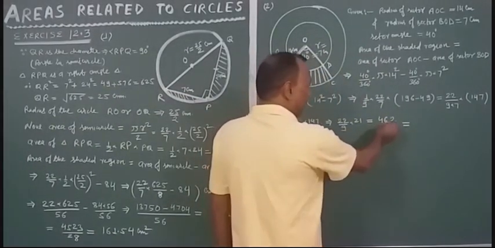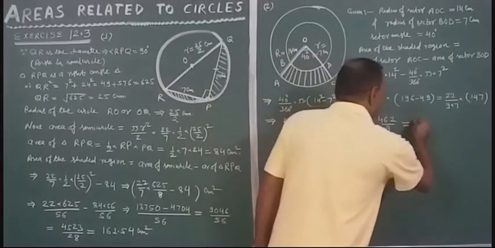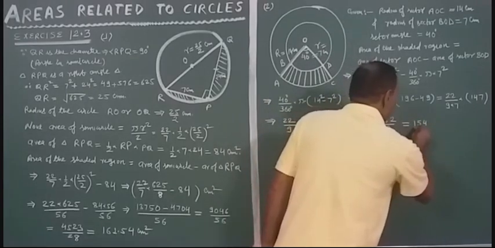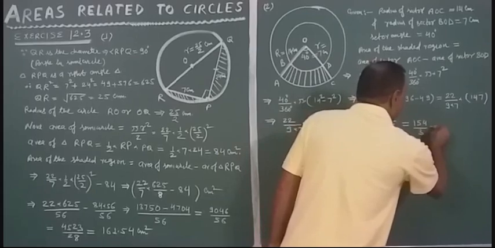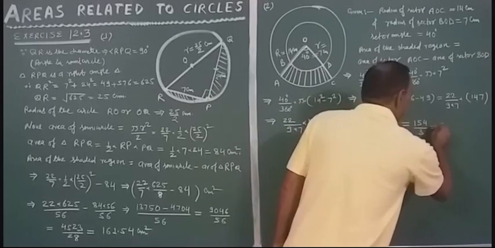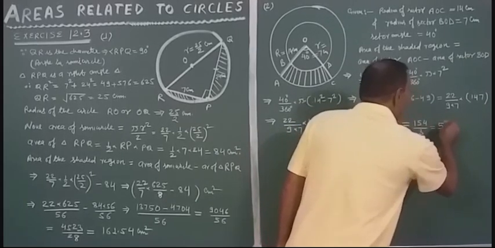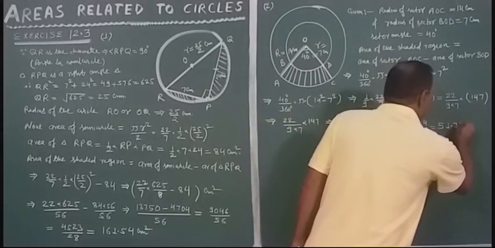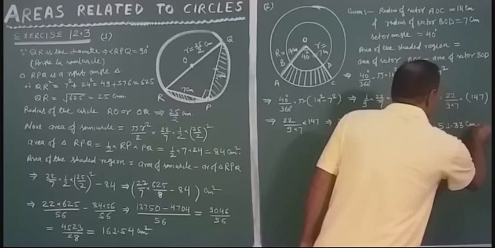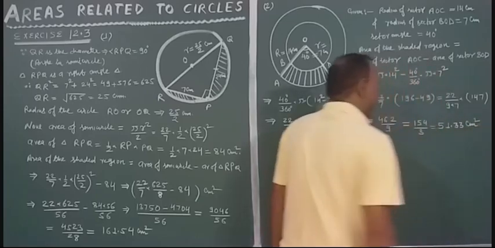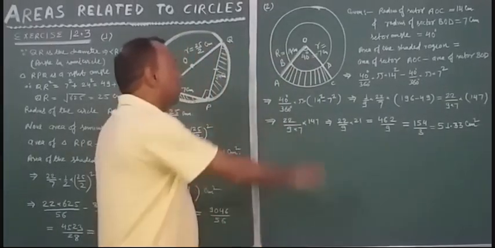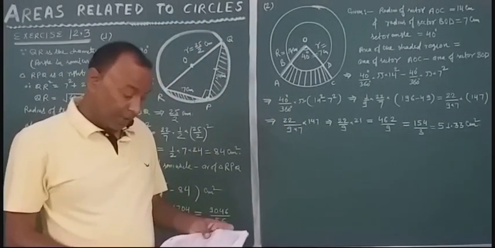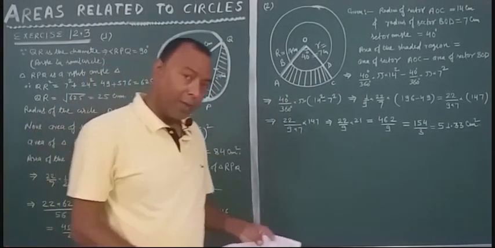Again this can be divided. 4 6 12, okay, 3 15, 3 15s are 45 upon 3. So you can do this. 3 5s are 15, 3 1s are 3, 1 is left there, 51.33 centimeter square. So what is the area of this shaded region? 51.33 centimeter square. Is it okay?